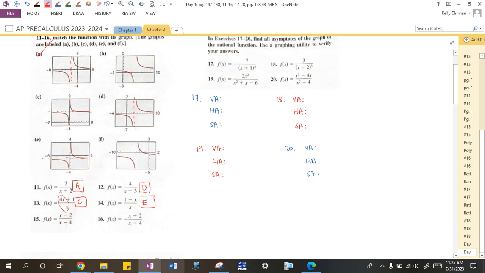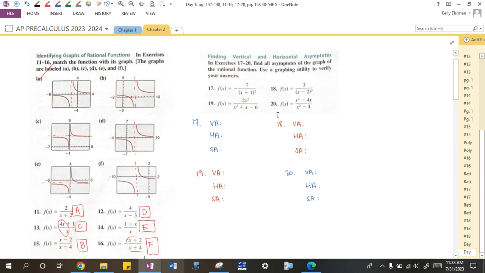And then we have a vertical asymptote x equals 4 for 15. That's got to be B. So by default, that leaves us with F for 16, but we can just verify it should have a vertical asymptote at x equals -4. This negative doesn't affect that vertical asymptote. Even if you distribute it through the bottom, -x minus 4 is still x equals -4 for the vertical asymptote.